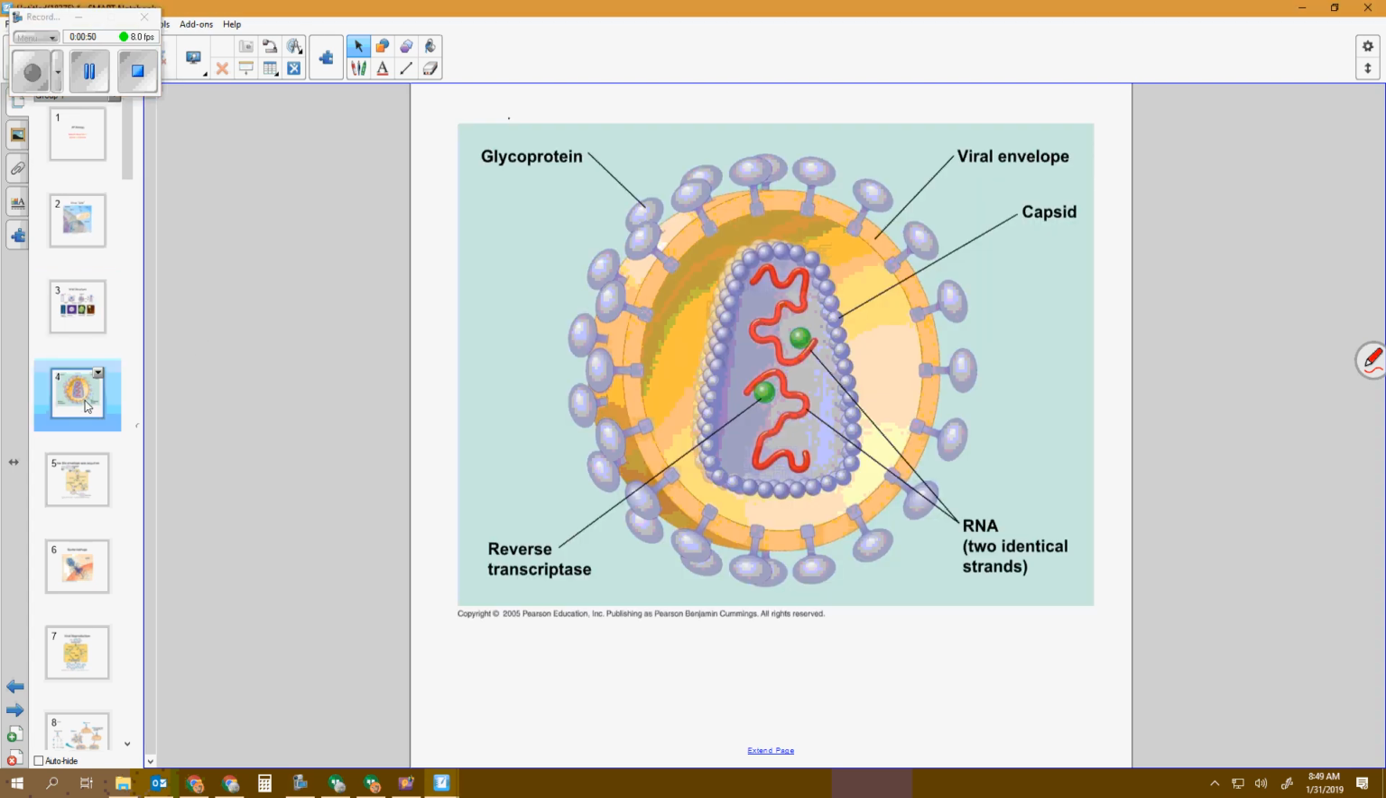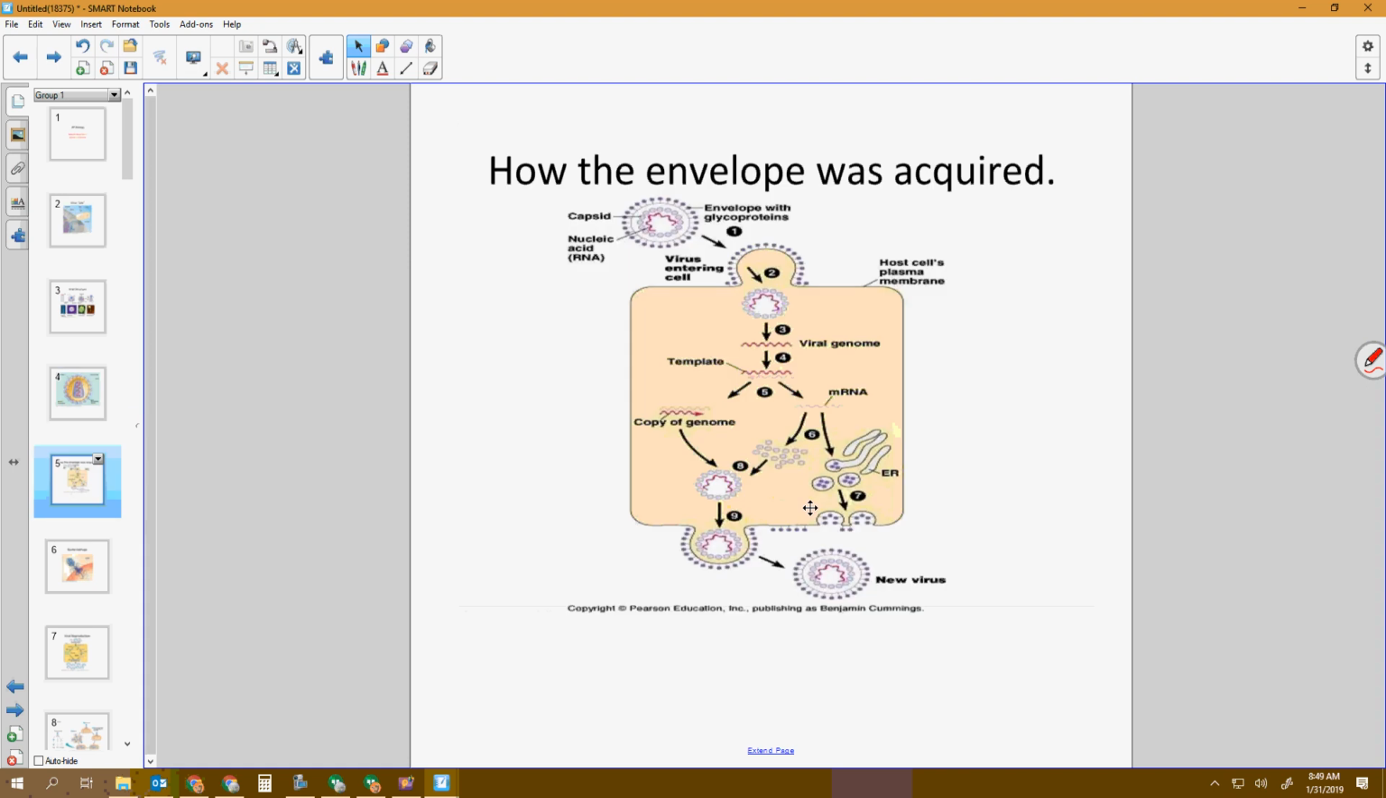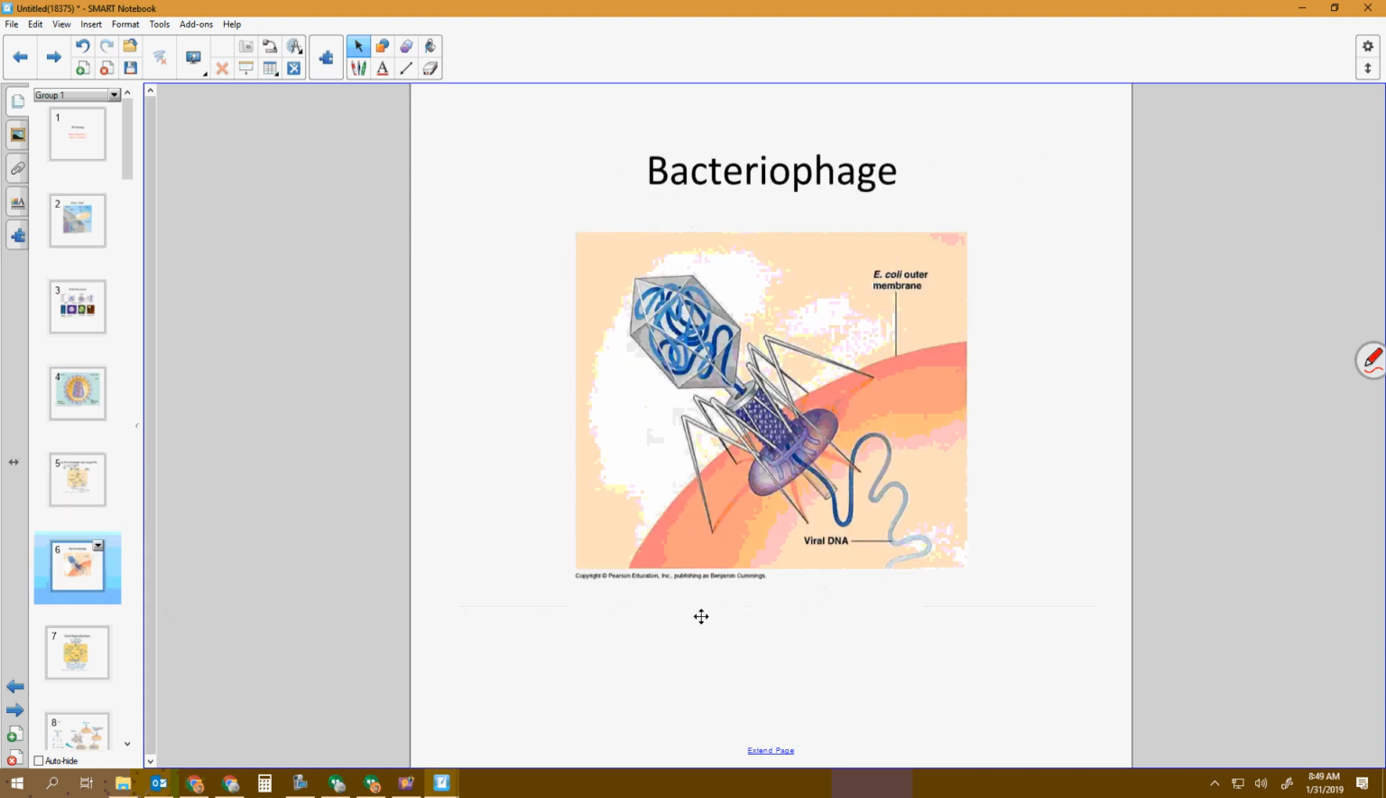Some viruses can actually develop an envelope around them, and it's not that they develop it necessarily, but they have gathered it from their previous hosts. Their hosts are always some sort of biological organism, some sort of cell, and this envelope can be part of the former organism's cell membrane. And so there's a picture of how that works.